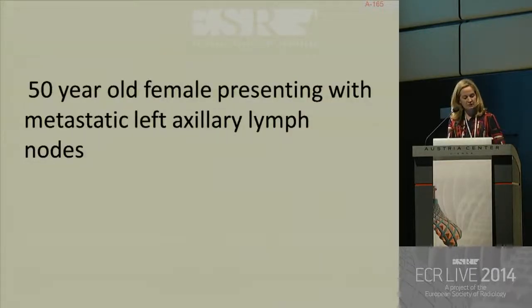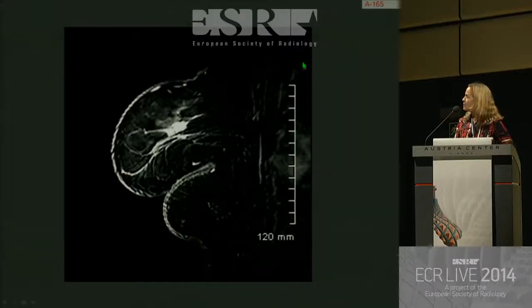So this is a case of a 50-year-old female who presented to our clinic with metastatic, biopsy-proven metastatic left breast adenocarcinoma to her lymph node. Her mammogram was normal, but on her MR you can see this area of non-mass-like clumped enhancement within the central breast.